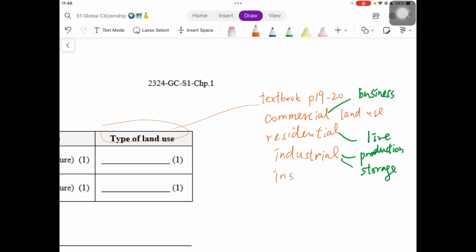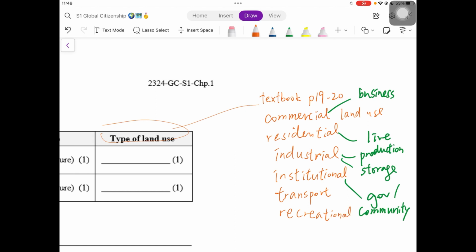We have institutional. It can be for the government. It can be for the community to use, like the school, temples, hospital, libraries. So they're institutional land use. We have transport land use, and also we have recreational, like Disneyland, swimming pools, playgrounds, parks, country park. So they are recreational. And there is one more, on page 20. It is called mixed land use.